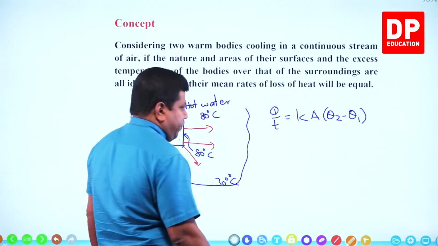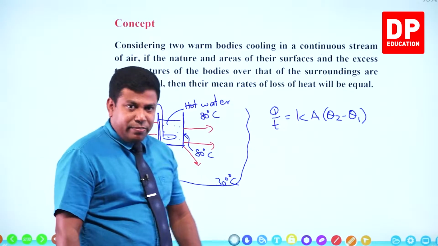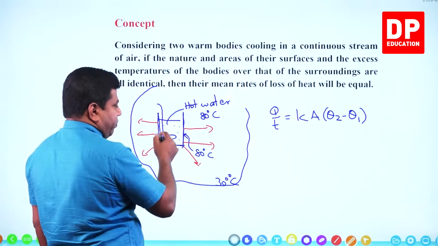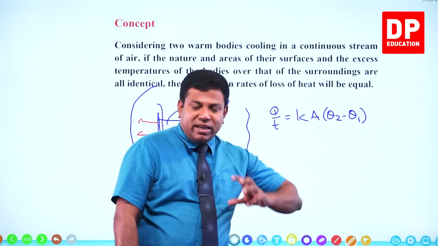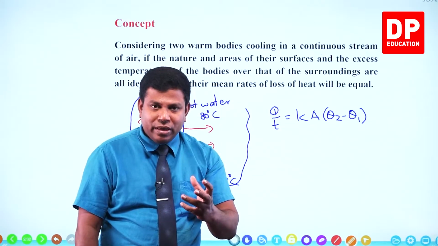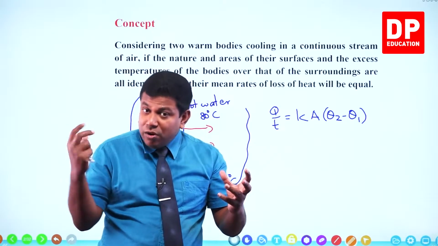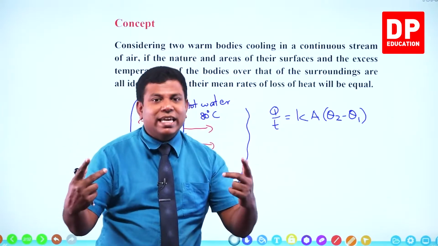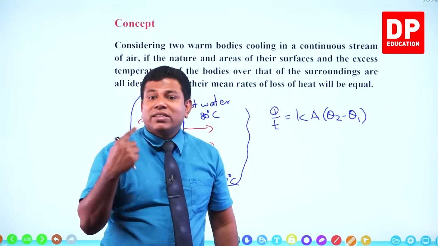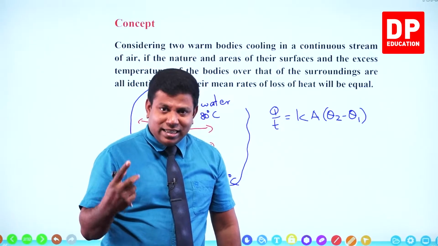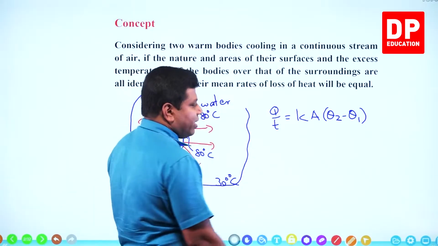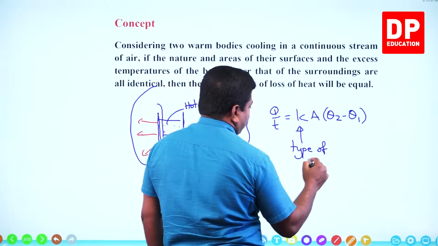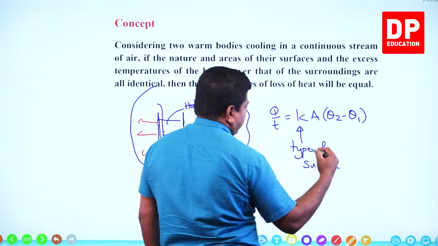Let me explain what these are. K is a constant that depends on the nature of the substance, this surface. That means, if the surface is made out of copper and if the surface is made out of aluminium, the rate at which they emit heat or release heat will be different because the surface type is different. Understand, the type of surface is different. So this K is a constant that reflects the type of surface.